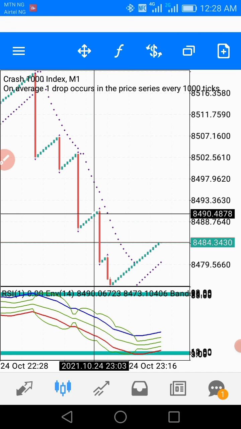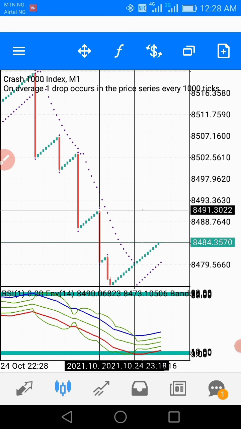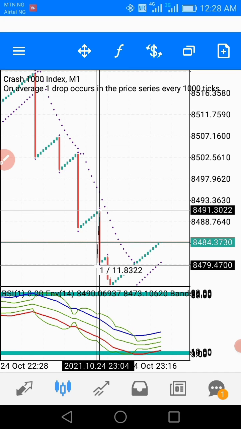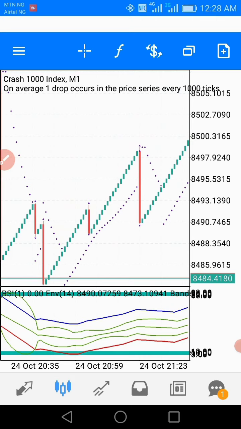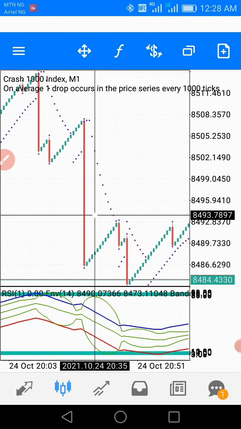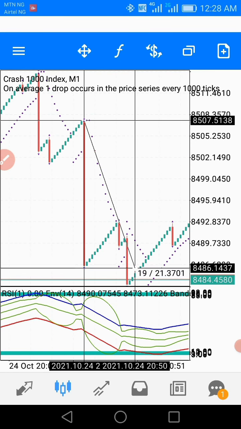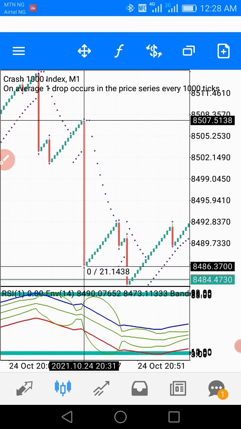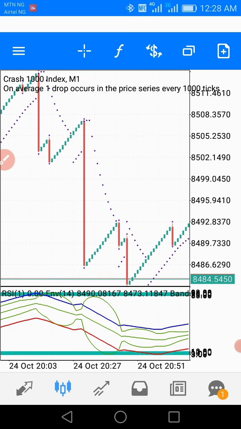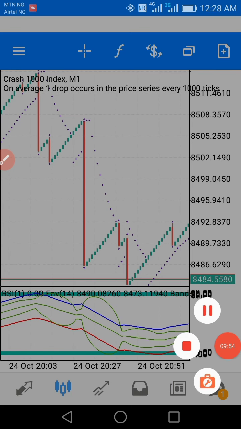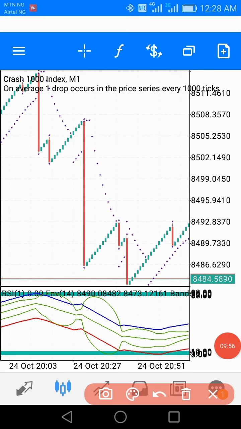Now all these places, the conditions were not met because the pip values made are not up to it, even though crash is on a very serious downtrend. Now let's check here. Also not met, because the crossing did not take place right inside the cloud level. Now for crash, you're considering the cloud level below. You're considering this cloud level.